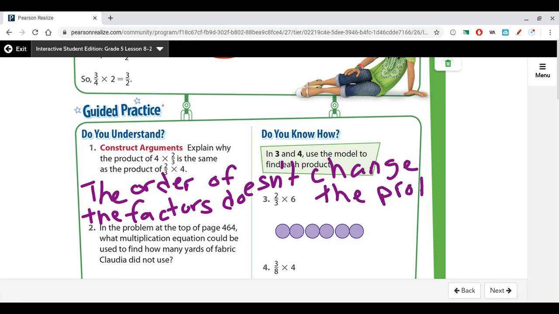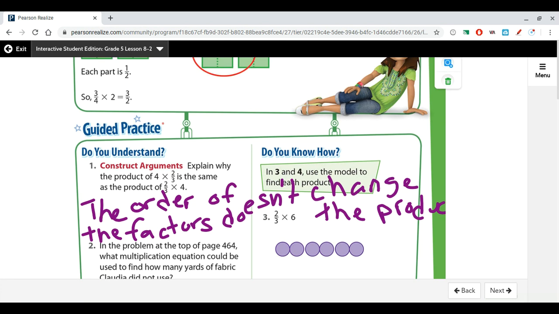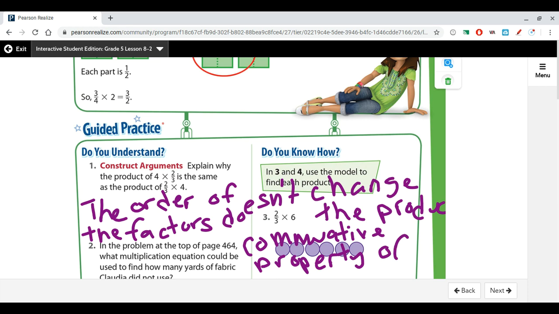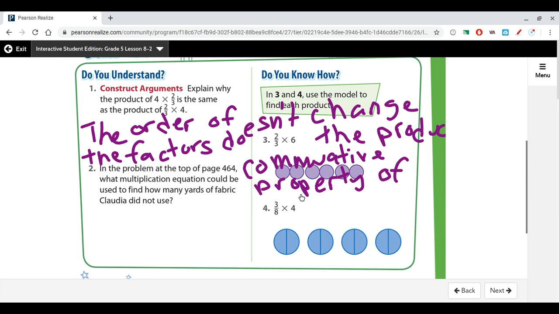Because, if you recall, that is the commutative property of multiplication. So that's what we're using on number 1. It's the commutative property of multiplication. Okay. All right.